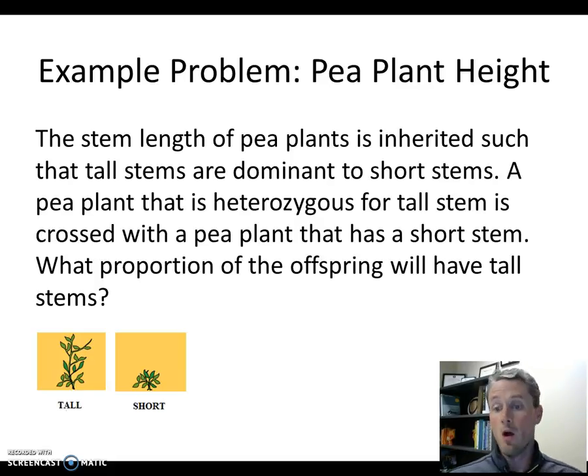Right, so we can't simply just jump to the question and try to answer it. We need to extract information from this question in a systematic way. We'll use that to fill in our Punnett Square, and then finally, at the very end, we'll be able to answer this question: what proportion of the offspring will have tall stems? All right, so what information should we look for? We're going to do that stepwise approach.